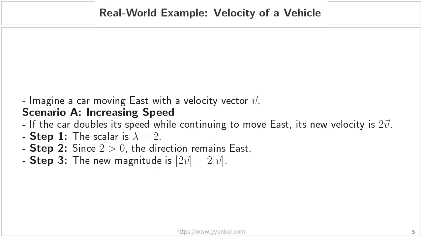Let's break this down using the steps we discussed in the previous slides. Step 1, our scalar lambda is equal to 2. Step 2, because 2 is a positive number, the direction remains unchanged. It's still pointing east. And finally, step 3. Applying our magnitude rule, the magnitude of 2v vector is equal to 2 times the magnitude of the original v vector. The vector has been stretched, but the orientation is the same.